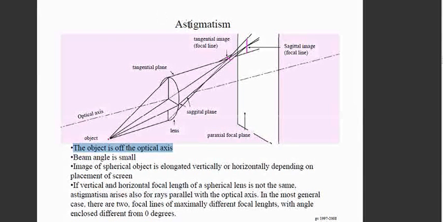So let's just go through this again. Astigmatism, due to imperfection in the lens system. The object is off the optical axis. Vertical and horizontal curvatures are not identical, resulting in a blurry image and more than one focal point. There we go.